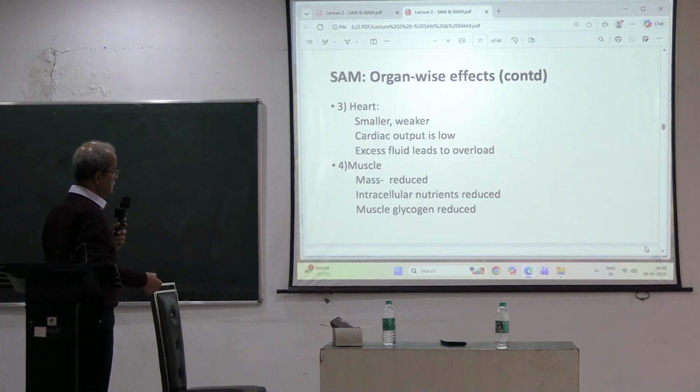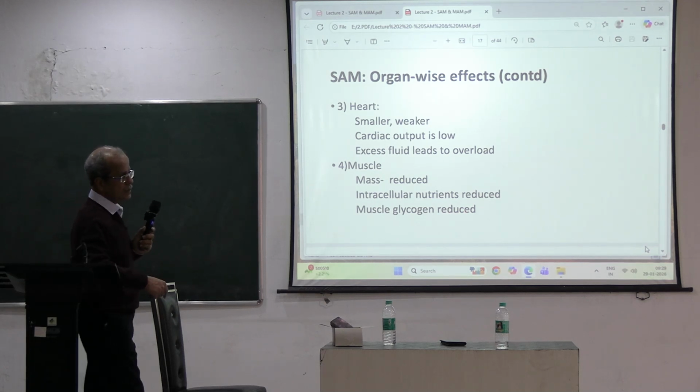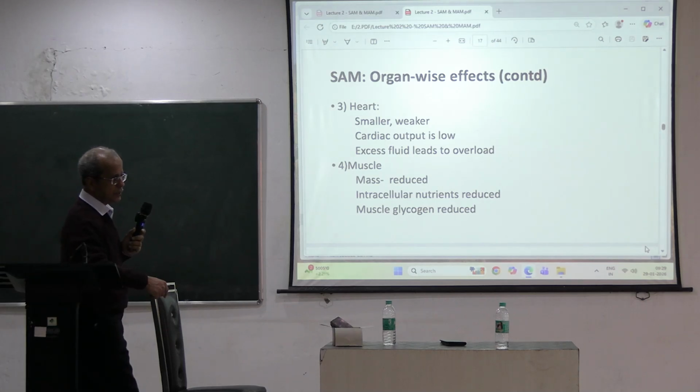Now, what about muscles? We shall see in our pictures that the muscle mass is reduced, intracellular nutrients are reduced, and muscle glycogen is also reduced. So the baby becomes very lethargic because the energy of the muscle comes from breakdown of glycogen, and that is less, so the activity will be less also.